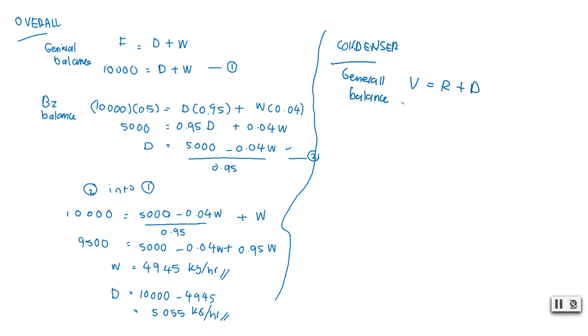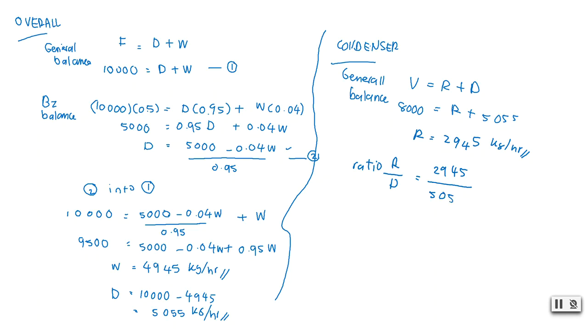Okay, so V is 8,000. We want to find R plus D. We got 5,055. So R is equal to 2945 kg per hour. Okay, so the question wants to know the ratio of R over D. So 2945 divided by 5055. So the ratio will be 0.58.